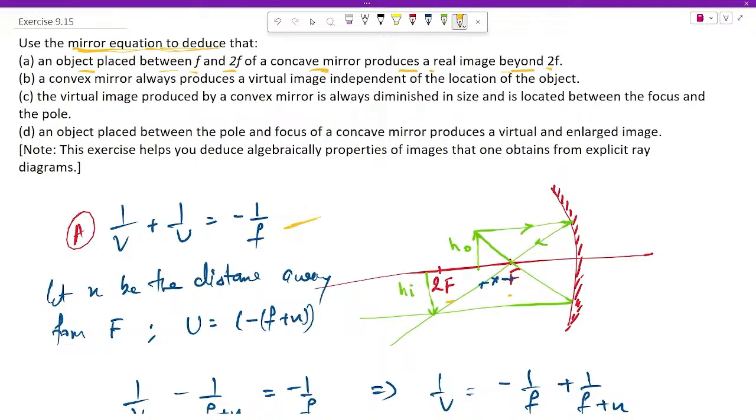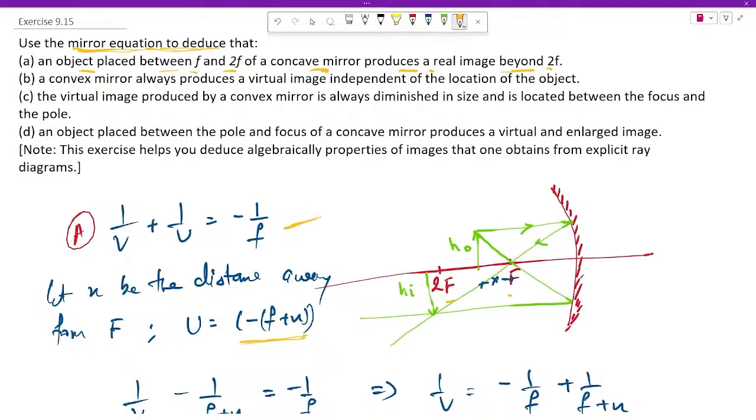That is, it will be formed by the real intersection of light, or in a simple term, it should be formed on the left side of the mirror. That is, v should be negative. v, that is the distance from the pole of the mirror to the image, should be negative using the sign convention. So let's begin. I have assumed that the distance between the focus and the object is x. That's making u, that is the object distance from the pole of the mirror, equal to f plus x. Now using the sign convention, u can be substituted as minus of f plus x.